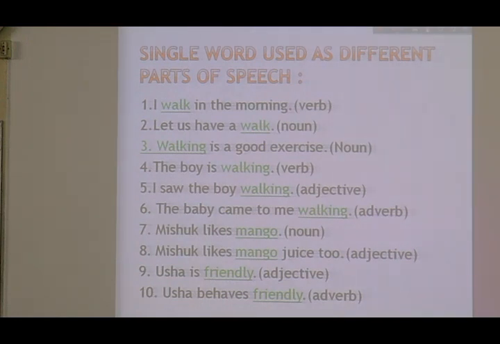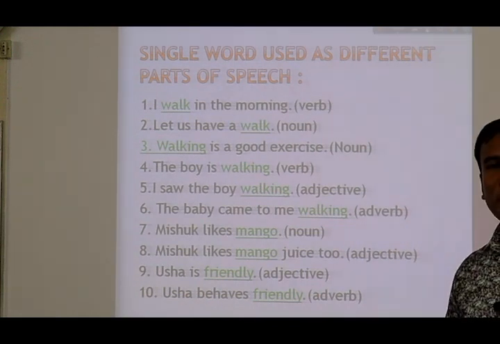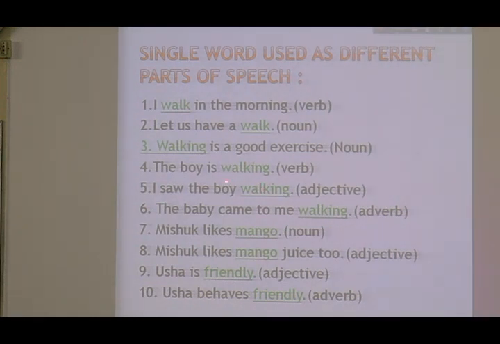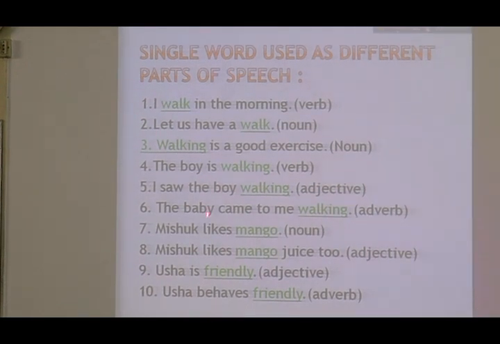Sentence number 5: I saw the boy walking. Here walking gives information about the boy, what the boy was doing. Here walking tells us what the boy was doing. So walking is giving information about the boy. Here walking is an adjective.